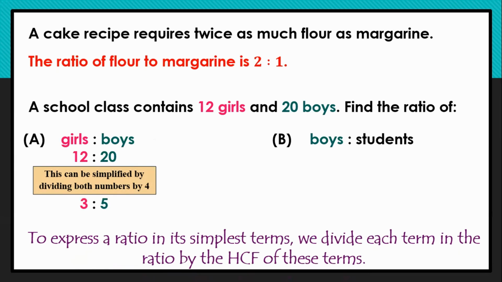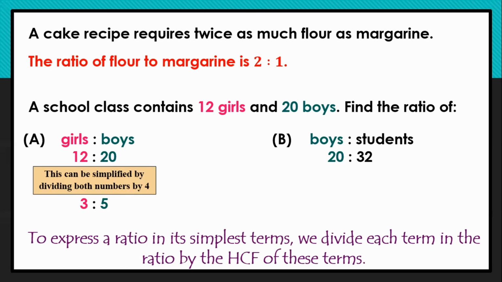Let us look at part B. You may pause the video at this time and attempt this question. Great job. Let us see if our answers are the same. So there are 20 boys and 32 students in this class. So the ratio of boys to students would be 20 to 32. But can this be simplified?